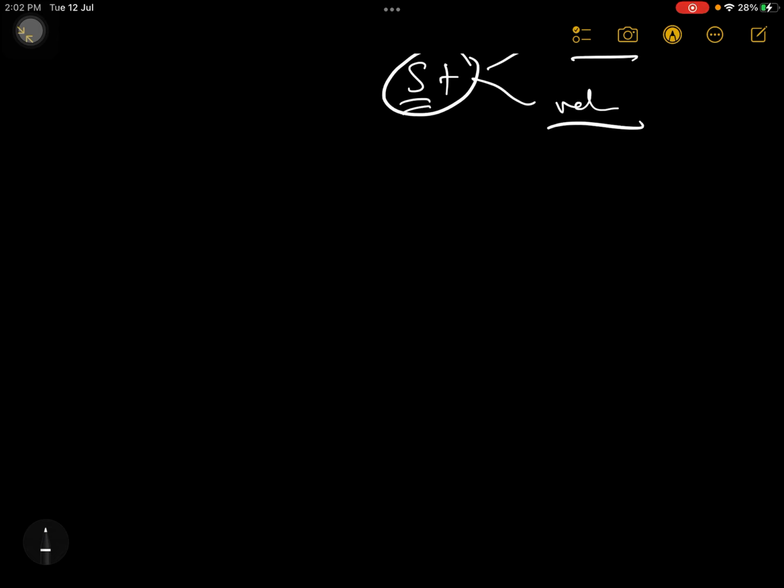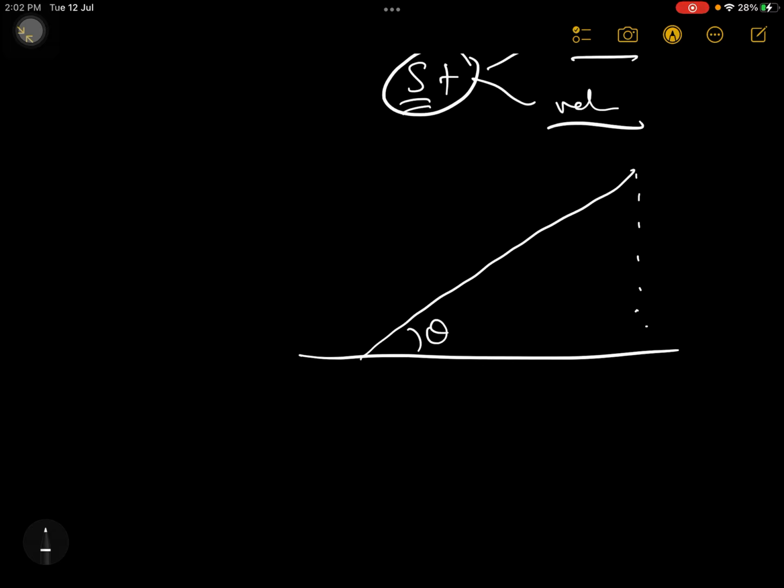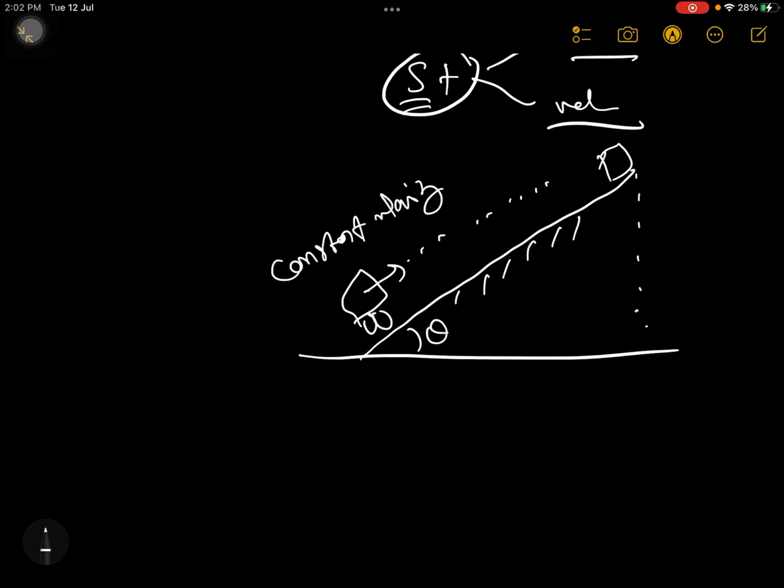In that situation, what do you think? What kind of slope will come? So see, suppose this angle is theta, a car is there, this car will go in this direction, okay? So the car is going in this direction with constant velocity. Like on this hill, the car is running up, so the car is reaching here, okay?